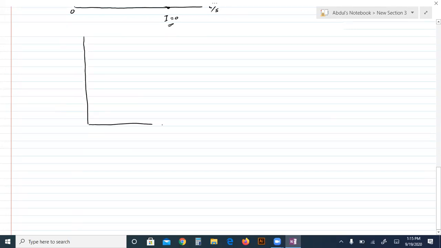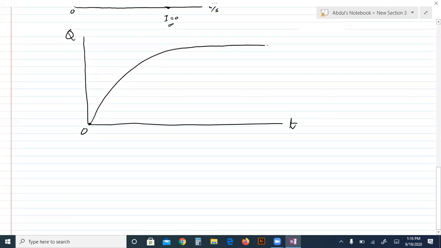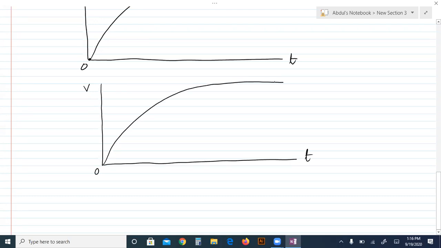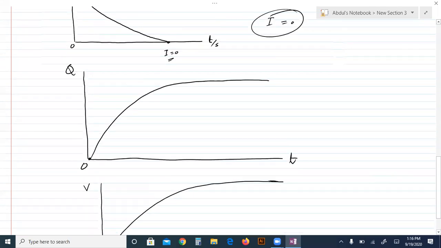Now, the charge is stored on the surface of each plate. So the charge stored by the plate against time: initially no charge, it gradually increases. When it becomes fully charged, then the charge on the plate becomes constant. And similarly, the potential of the capacitor against time: initially uncharged, no potential, potential increases, and finally it becomes constant.